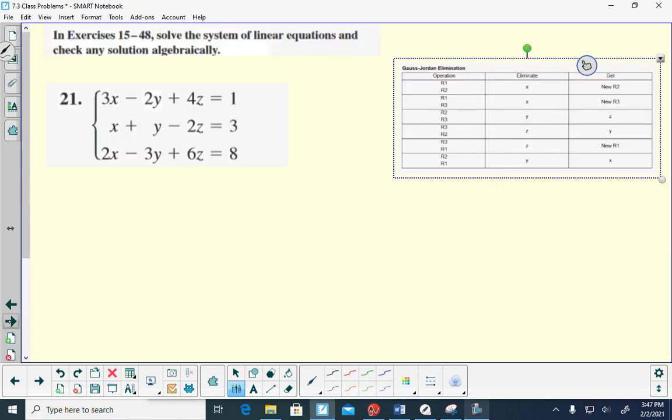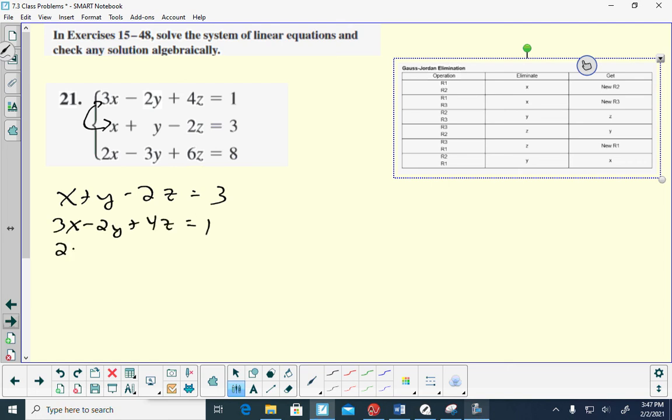Number 21. I'm going to do row 1 and row 2 to eliminate my x. I'm going to be perfectly honest. When I look at this, because I know what's coming along later on, I switch these two. If I can have a lead coefficient of 1 for my x, I'm going to do it every single time. So I just rewrote the row 1 and row 2. Most of you probably didn't do that, but I'm doing it, so you can't stop me.